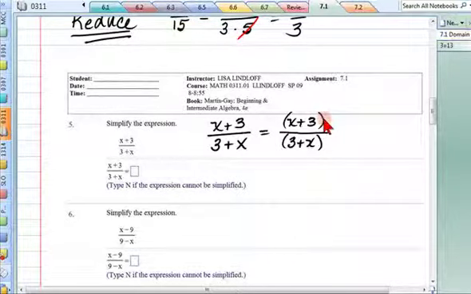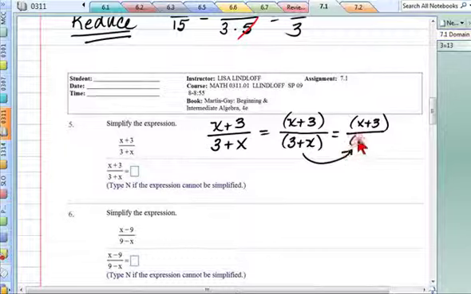Well, is x plus 3 the same as 3 plus x? Those of you who had 307 recently, do you remember what property says x plus 3 is the same as 3 plus x? Which one? The commutative property. Yay. Okay, somebody remembered. All right, so this 3 plus x could be written as x plus 3. They are the same. That was the commutative property.